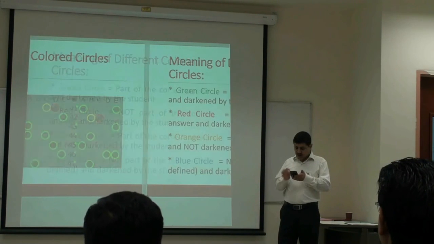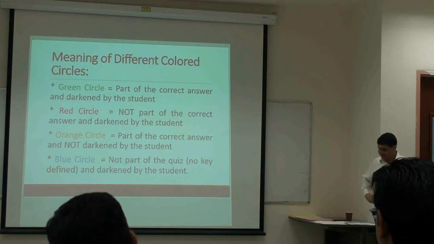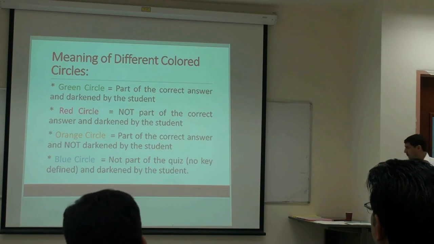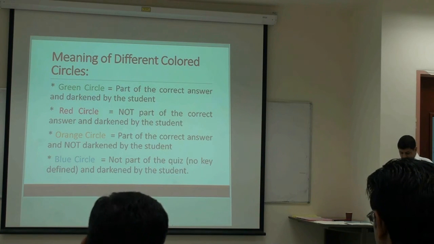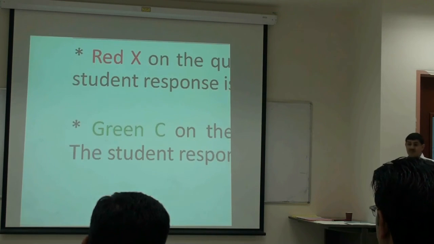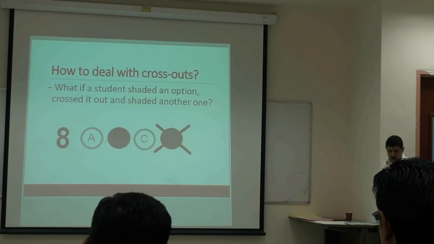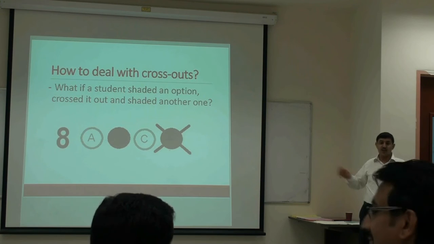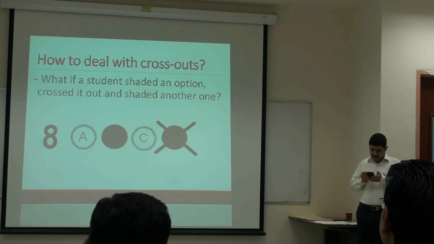Okay, so here are the explanations of the different colored circles. Let's have a look. A red X means the answer is wrong. A green C means the answer is correct. How do we deal with crossouts? As we saw, for example, that participant crossed out one answer. So I can go and edit the answers and just remove the X from the one the student crossed out.